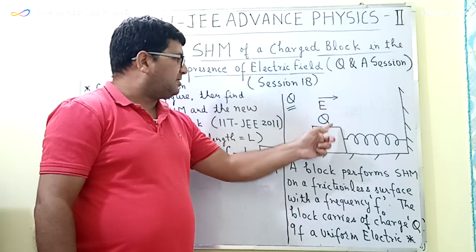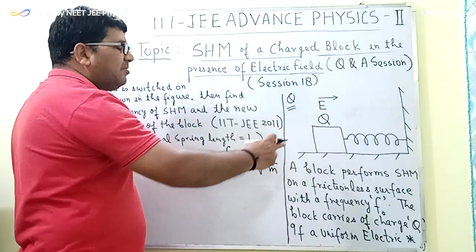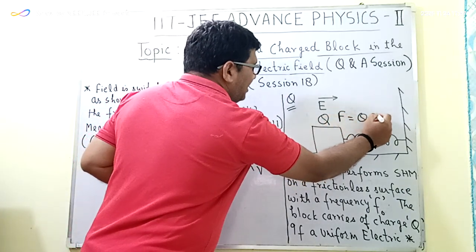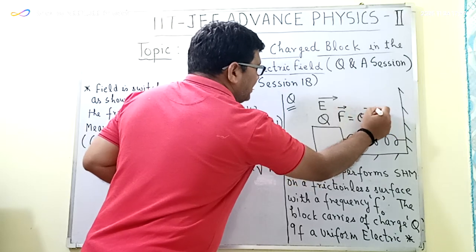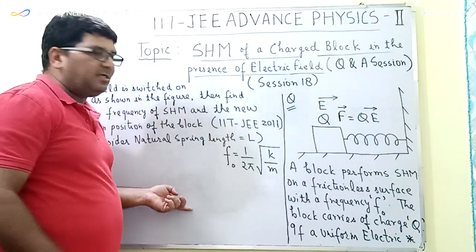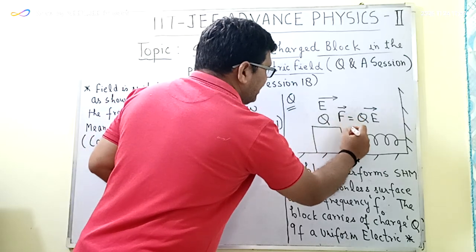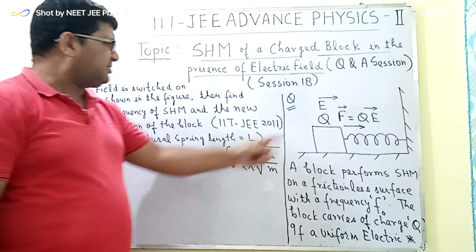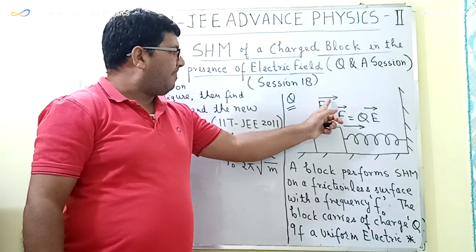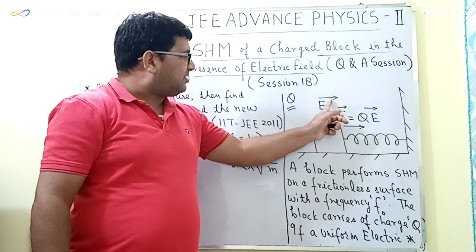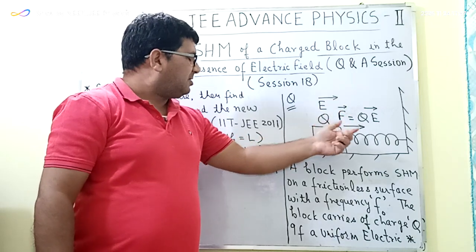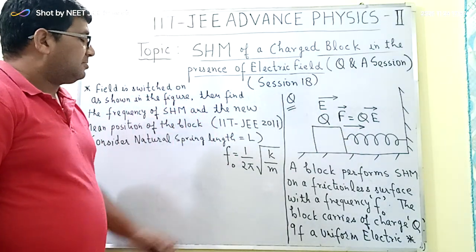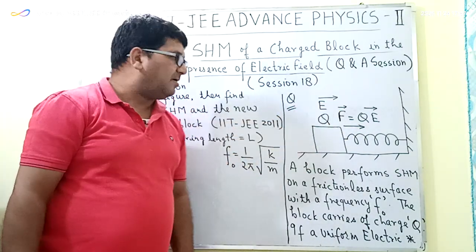Now when the field is switched on, what will happen? This block will experience an electrostatic force, say F, equal to Q into E, and the direction of this electrostatic force will be along the direction of the electric field, as shown by this arrow. Since this is a positive charge, the electrostatic force will be along the direction of this electric field.